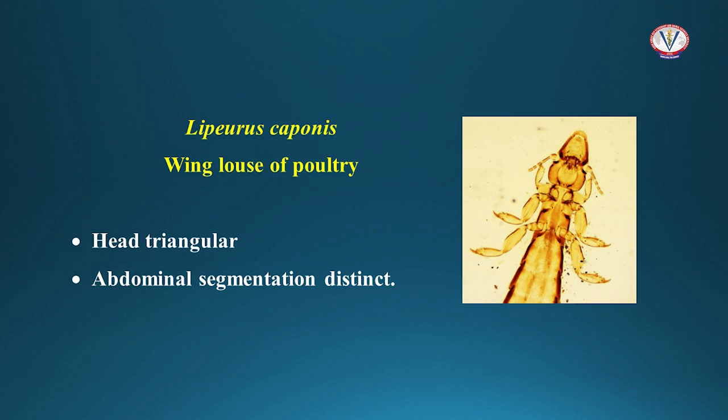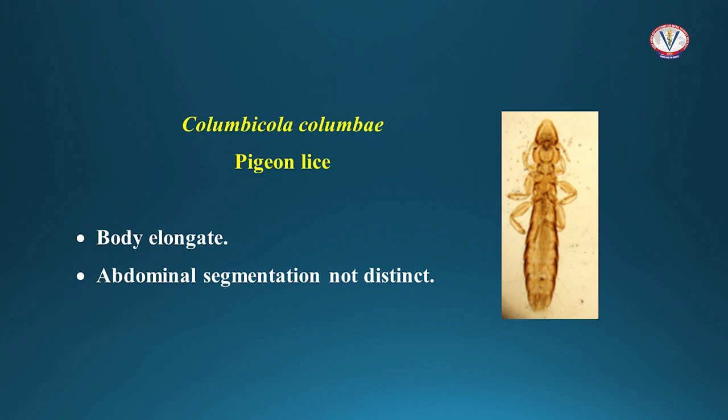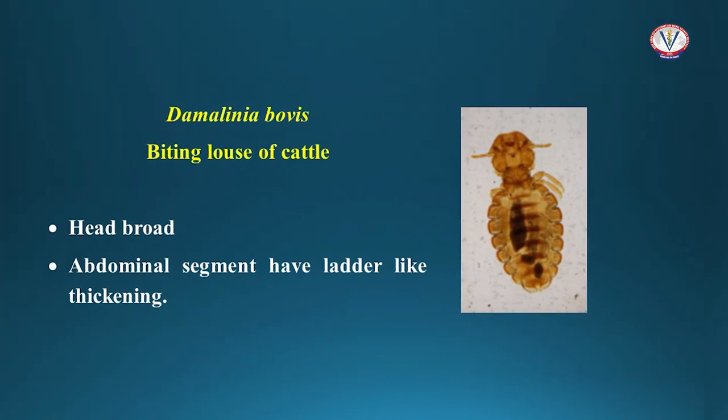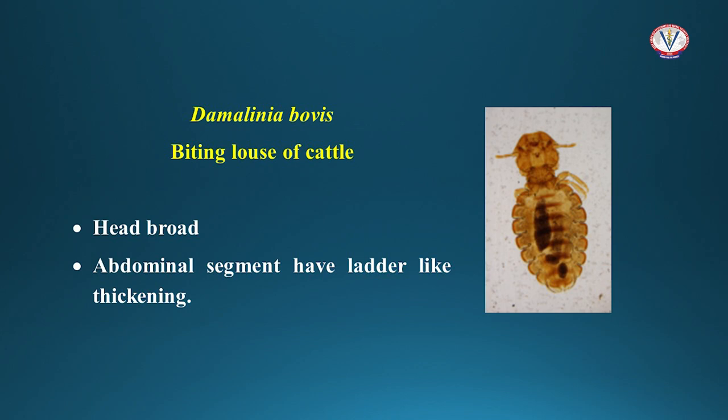Lipeurus caponis, the wing louse of poultry. Head is roughly triangular and the abdominal segmentation is distinct. Columbicola columbae, the pigeon louse. Body is elongate and abdominal segments are not very distinct. Damalinia bovis, the biting louse of cattle. It has a broad head and the abdominal segments have characteristic ladder-like thickening.